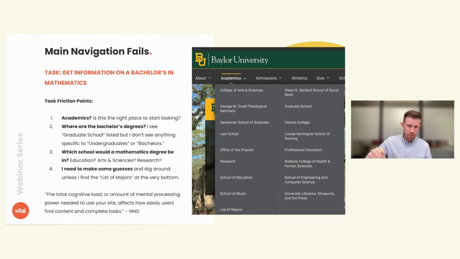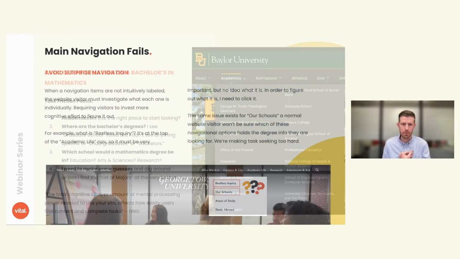And probably the most useful thing to me is that list of majors, which is all the way on the bottom. When we talk about usability, we talk about cognitive load. I mentioned the Nielsen Norman Group earlier. They do a lot of usability studies. They define it as the amount of mental processing power needed to use your site, and it affects how easily users find content and complete tasks. That was kind of hard for me to find the content I was looking for to complete my tasks. That wasn't super easy for me.